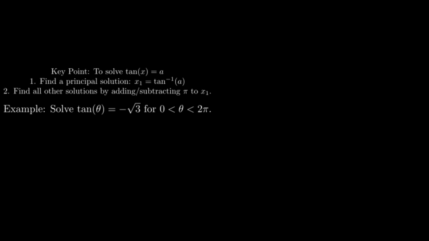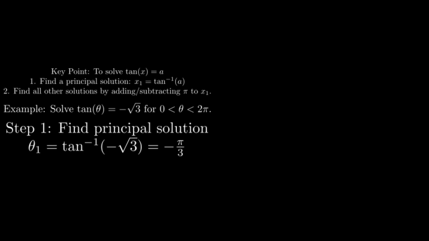We will solve tangent of theta equals negative square root of 3 for theta between 0 and 2 pi. First, we find the principal solution from the calculator. The inverse tangent of negative root 3 gives us negative pi over 3. Now take a moment to consider this result. Is negative pi over 3 in our required interval of 0 to 2 pi? No, it's not. However, this principal value is still the key to finding the solutions that are in the interval.